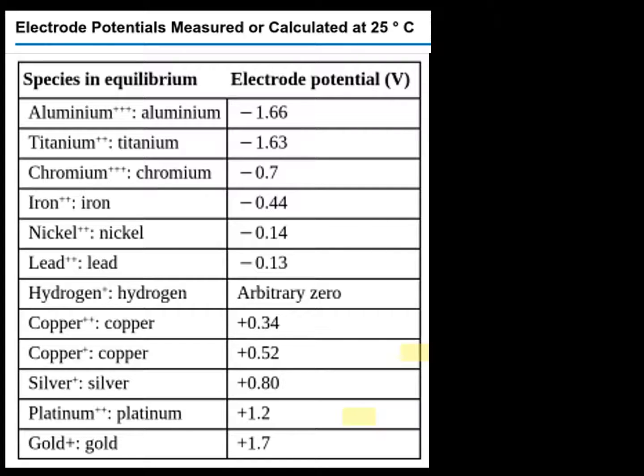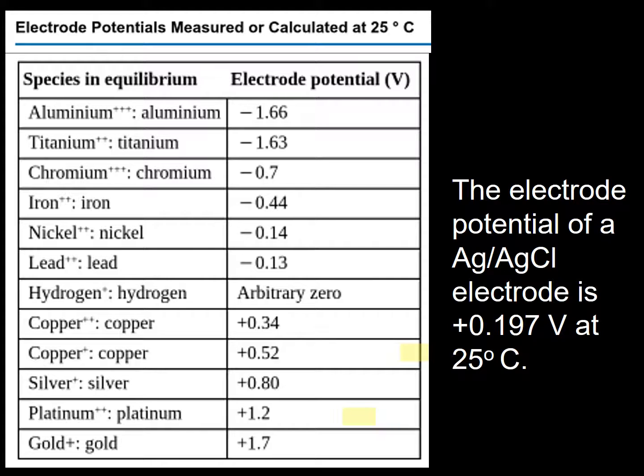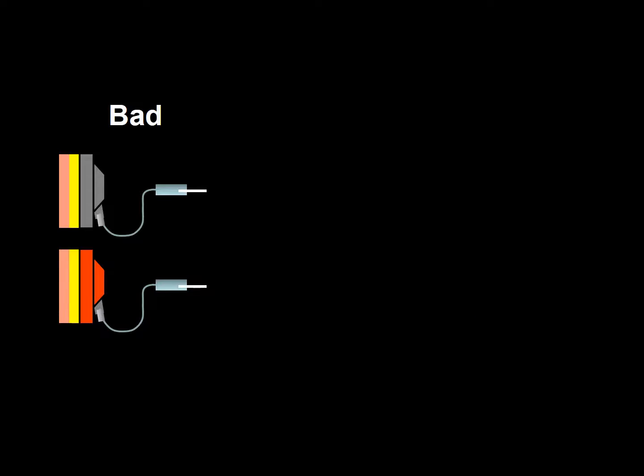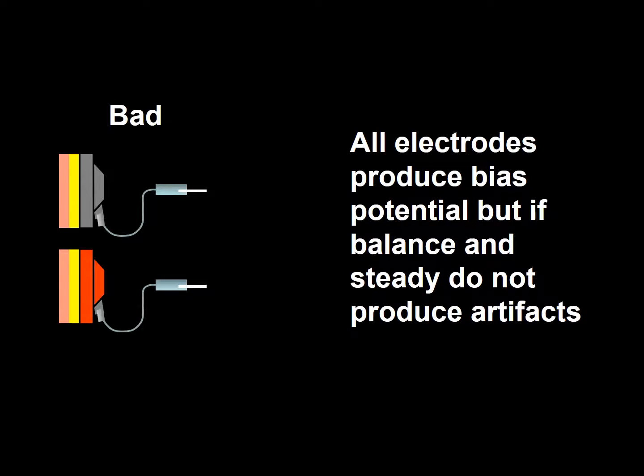In this frame, you are looking at electrode potential from different metals. I have added in this frame the electrode potential for silver chloride electrode. As you can see, it is not the lowest or the highest. Silver chloride electrodes should not be mixed with electrodes of other materials. Silver chloride electrodes, like all other electrodes, produce bias potentials, but if balanced and steady, do not lead to artifacts in the recording.